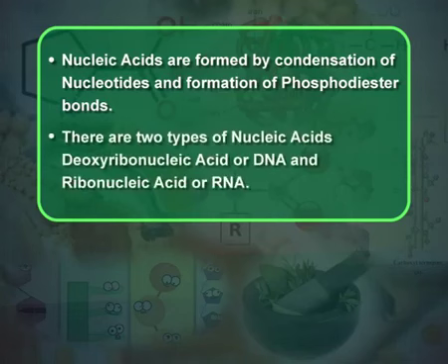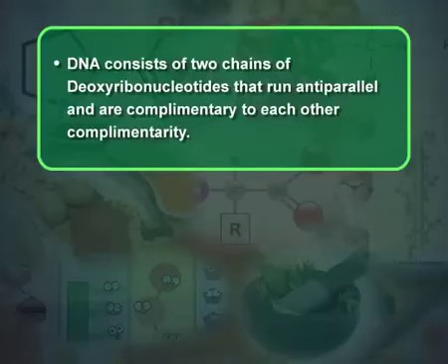Now, there are 2 types of nucleic acids. Can you name those? They are the DNA and RNA, the full forms of which are deoxyribonucleic acid for DNA and ribonucleic acid for RNA. Now, friends, let us talk about DNA first. The DNA consists of 2 chains of deoxyribonucleotides that run anti-parallel and are complementary to each other.